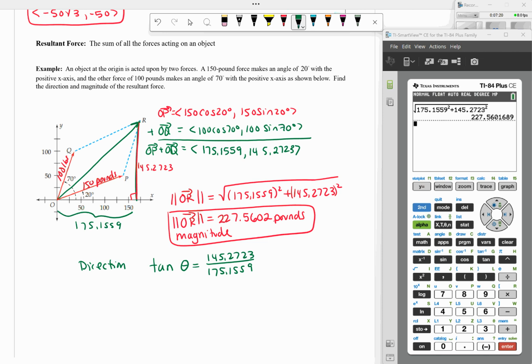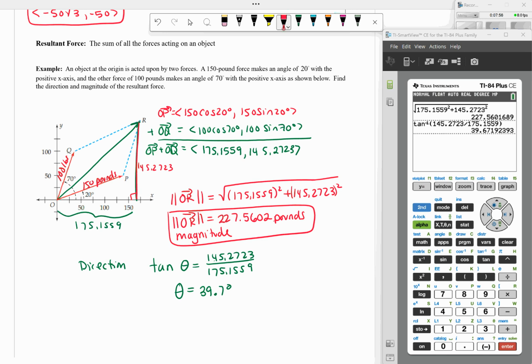So in order to figure out the angle, we have to use the inverse tangent. So second tan, we get 145.2723 divided by 175.1559, and that gives us theta is equal to 39.67, so we'll say 39.7 degrees. And of course, you always want to make sure you're using the correct quadrant.